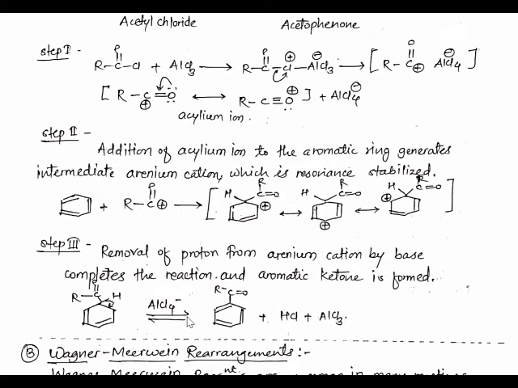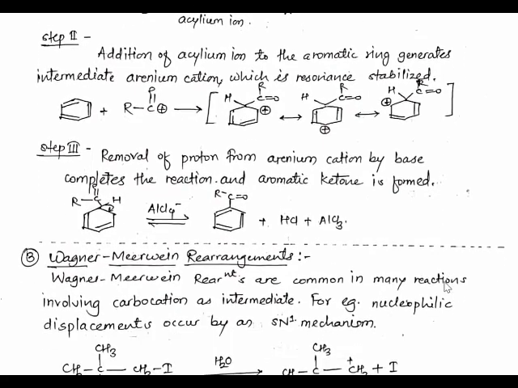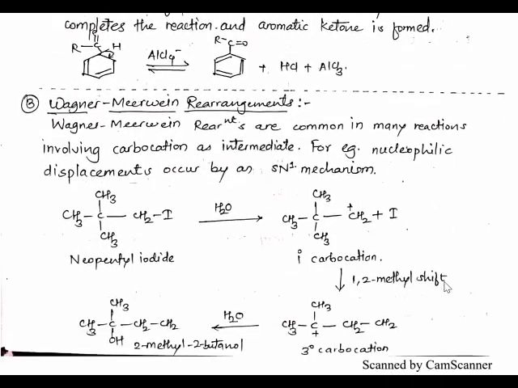So in the case of Friedel-Crafts acylation, we are just doing substitution of an acyl group on a phenyl ring. Now the intermediates in Friedel-Crafts acylation and Friedel-Crafts alkylation are carbocations, right? The next reaction is the Wagner-Meerwein rearrangement.